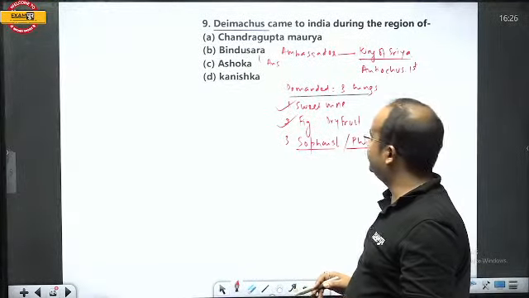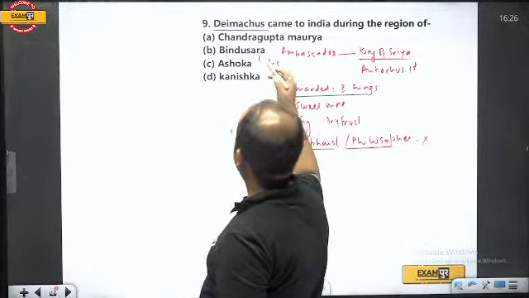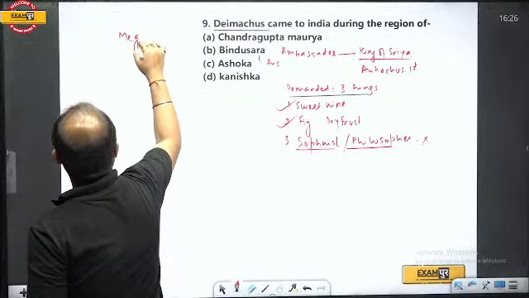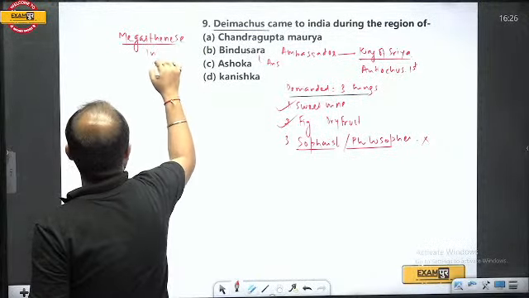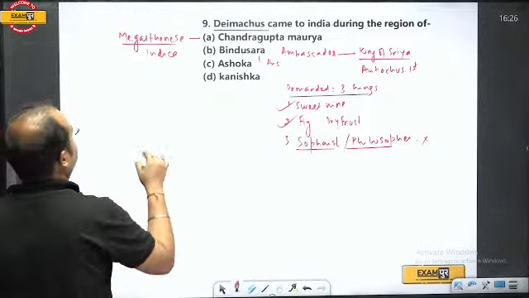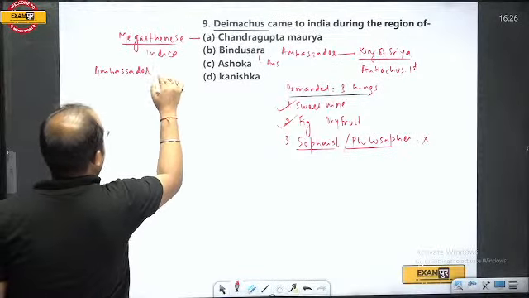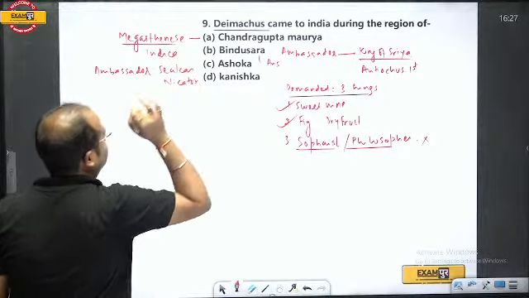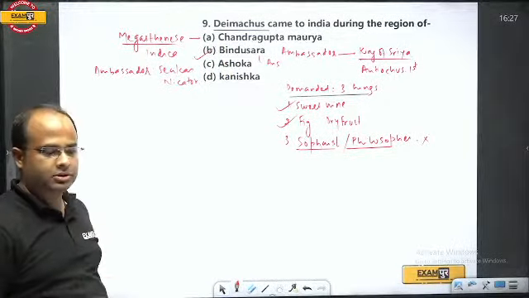It is not red wine, it is sweet wine. So finally, it is Bindusar. During the time of Chandragupta Maurya, we have Megasthenes, who wrote Indica, and he was in the court of Chandragupta Maurya. He was the ambassador of Seleucus Nicator. So the correct answer will be, guys, option B, that is Bindusar.